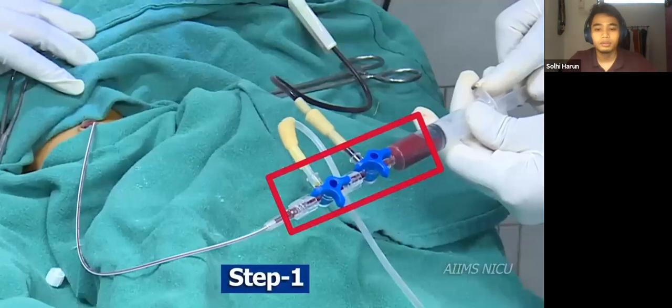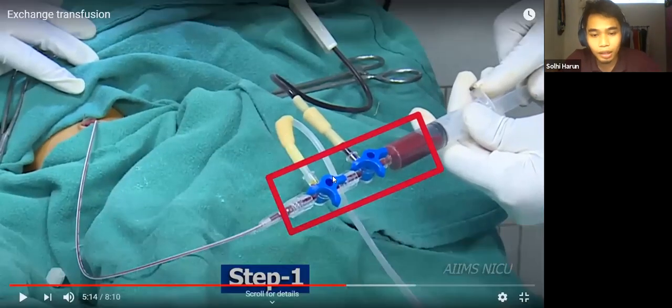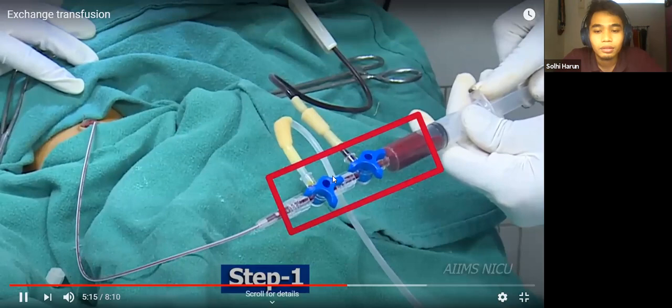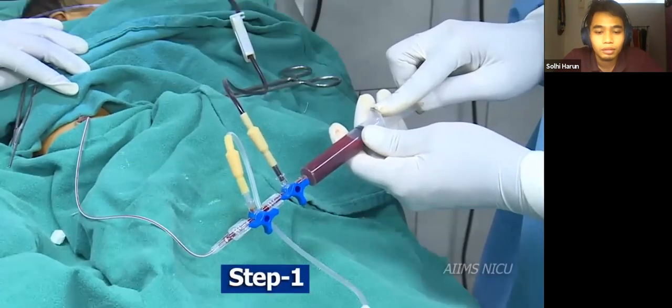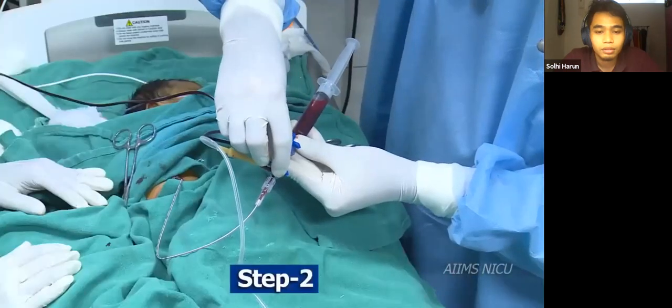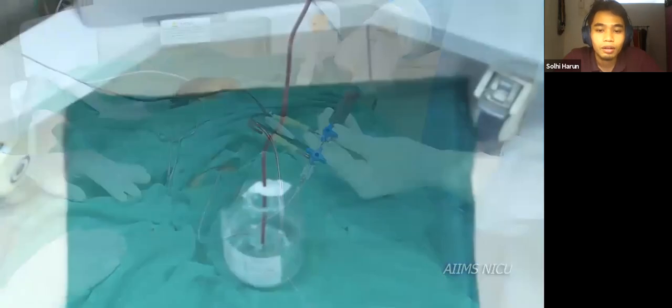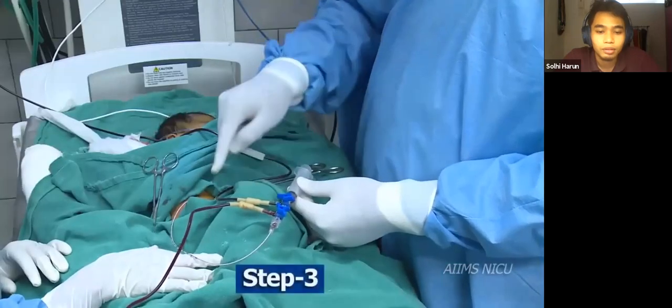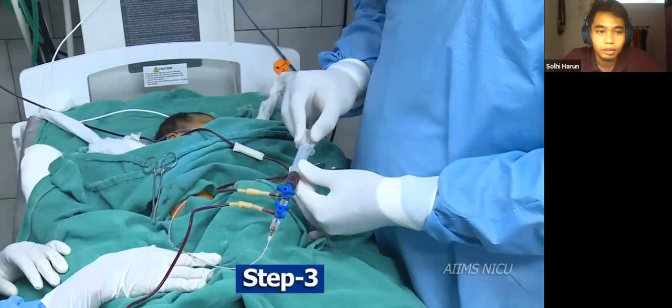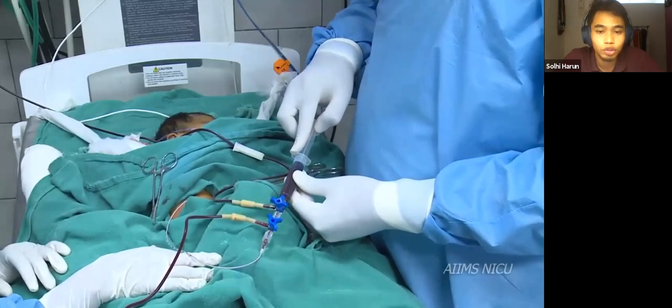First things first, you take the blood first, because you want to make room for the deficit. If you transfuse blood first, it may cause cardiac overload. So you take the blood first rather than infusing blood. You drain the blood first, and notice the direction of the three-way stopcock. This is where they drain the blood. And then the second part is I'm going to transfuse the fresh blood.